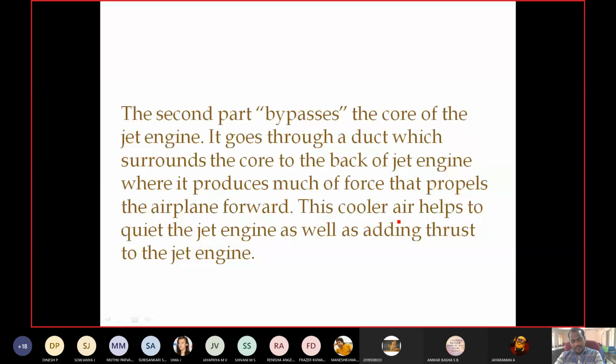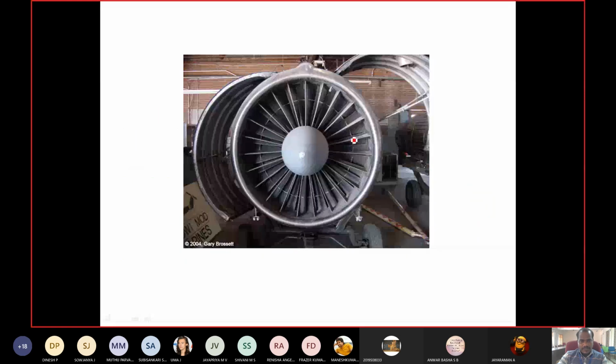So there is a possibility to split the air from the fan. This portion, the bypass, will cool the jet engines. This cooling can be used to control the thrust. Then this is the fan that you know. So this is the inlet of the jet engine.